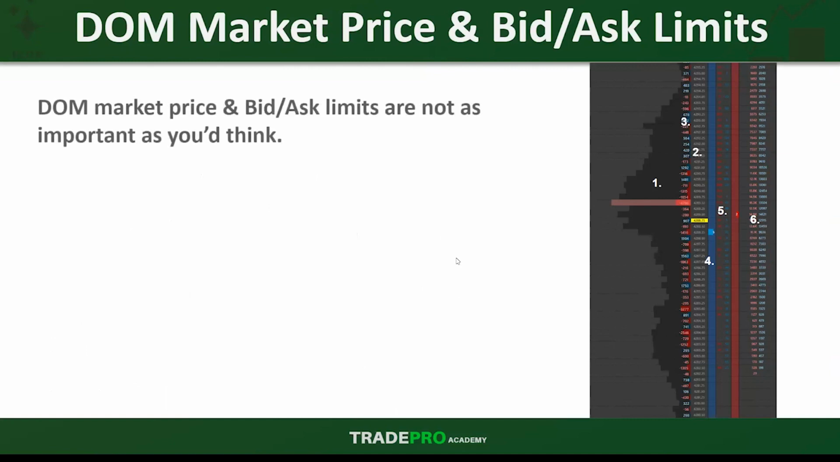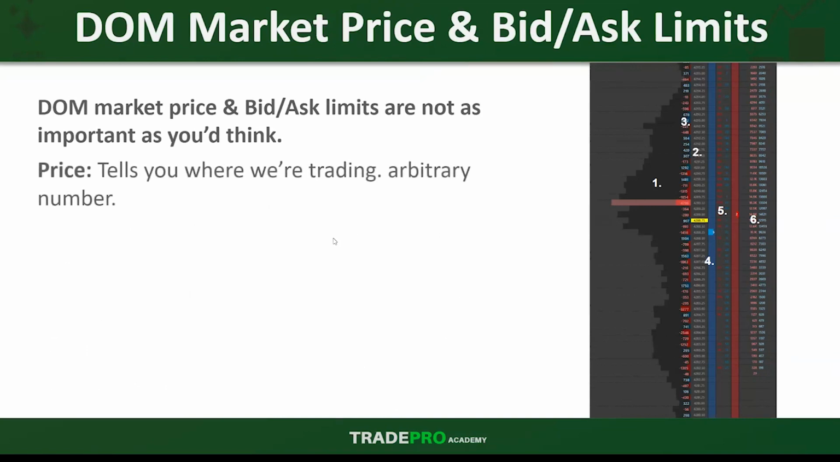So when we talk about the DOM market price and the bid and ask limits, they're not necessarily as important as you think. I know that there has been a lot of emphasis put on bid and ask limits. Those are just resting orders realistically. They don't necessarily have the ability to move the market as they once did a very long time ago. Price tells you where we're trading. It's a fairly arbitrary number, right? But it's always good to know.